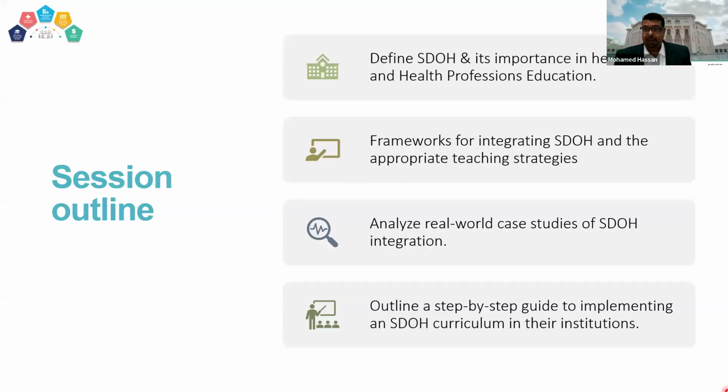Today we are going to share important thoughts regarding an important topic, integrating social determinants of health into the medical curriculum. And this webinar will address the following areas, and this will be the outline. We will start by defining the social determinants of health and their importance in healthcare and health professional education. Then we will move to the framework for integrating social determinants of health and the appropriate teaching and learning approaches and methods. We'll explore international experience about best practices through analyzing case studies of social determinants of health integrations.